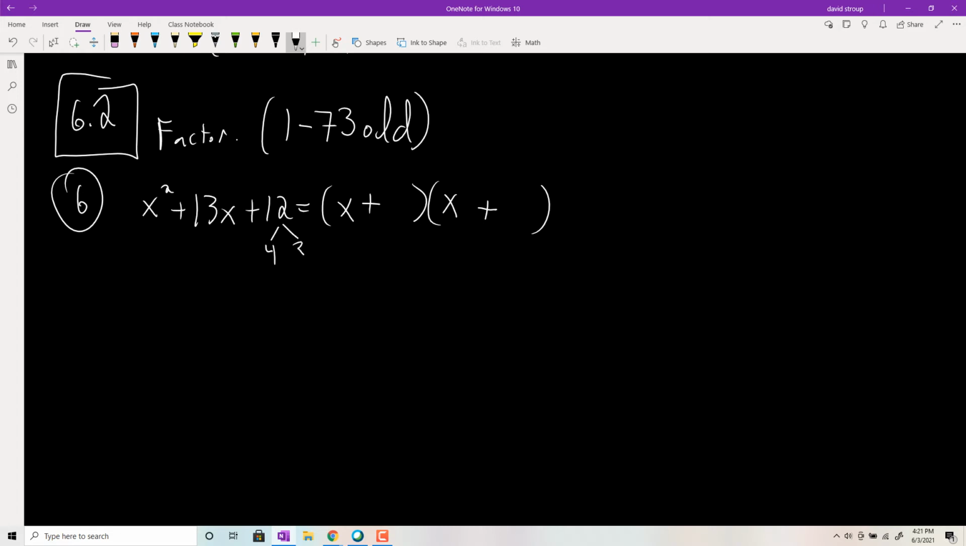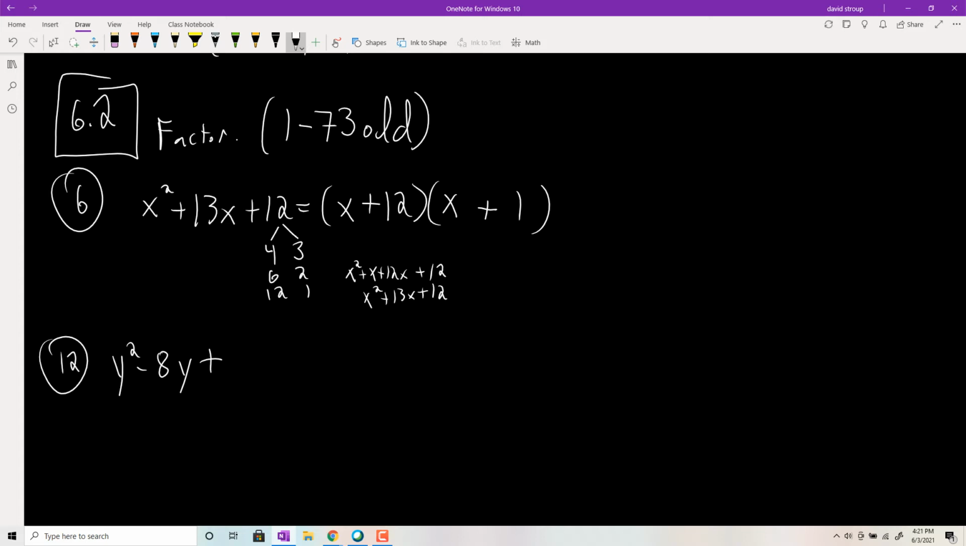So 4 and 3. 4 plus 3 is 7. That doesn't work. 6 and 2. That doesn't work. 12 and 1 will work, right? So 12 and 1. And then check it to make sure. x plus 12 times x plus 1 would be x squared plus 13x plus 12. Whoops, 12 times 1 is 12. And it works. Okay, so let's look at the next one. There'll be 25 questions on the test.